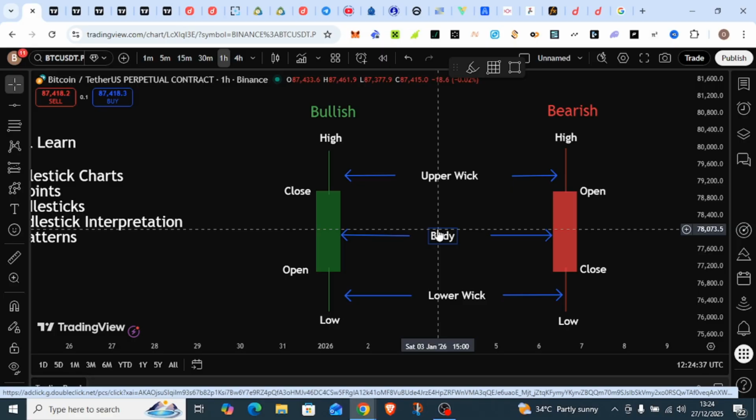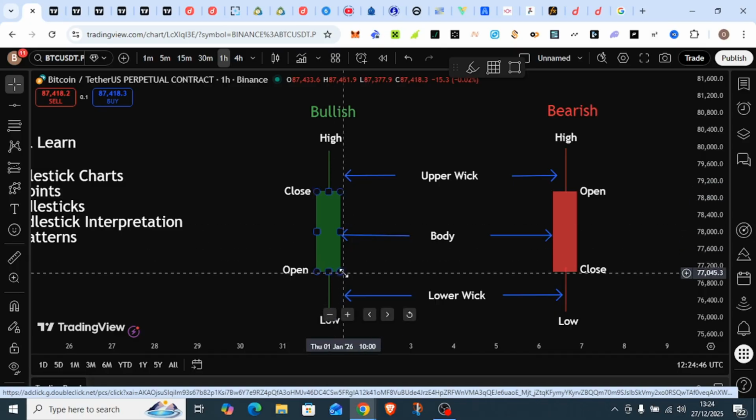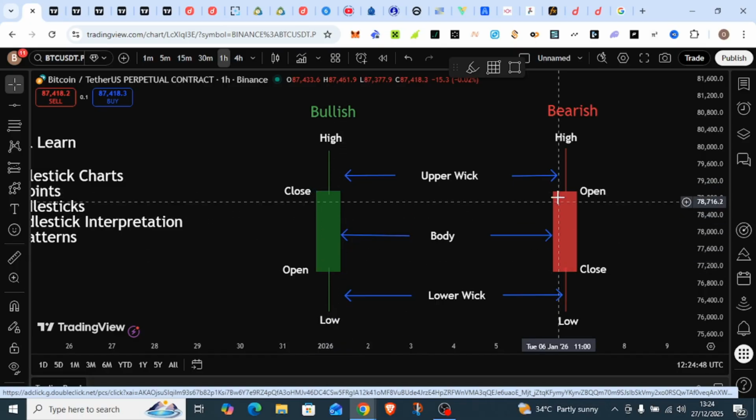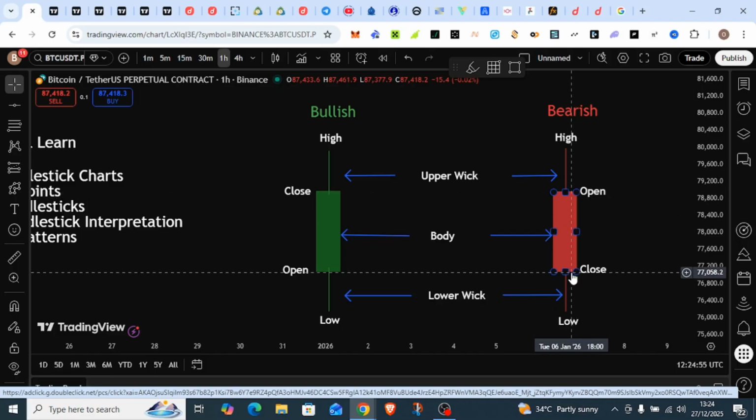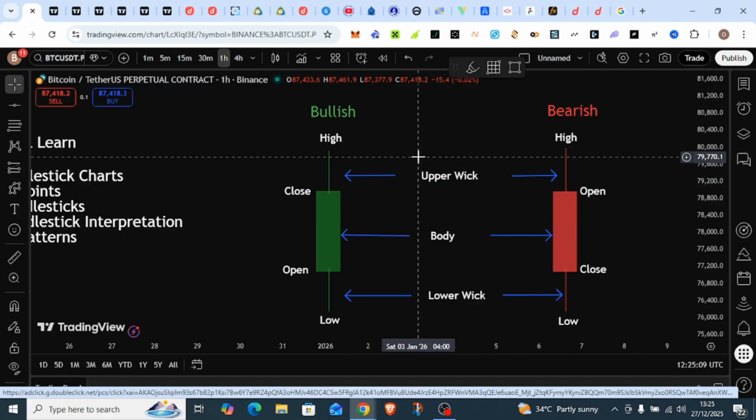So the body of the candle is the thick rectangular part showing the range between open and close. If you see it now, you see the open and close here, the open and close. So this rectangular part, which shows the range between the open and close, is known as the body of the candle. Then the next part we are going to look at under anatomy of candlestick is the wick.